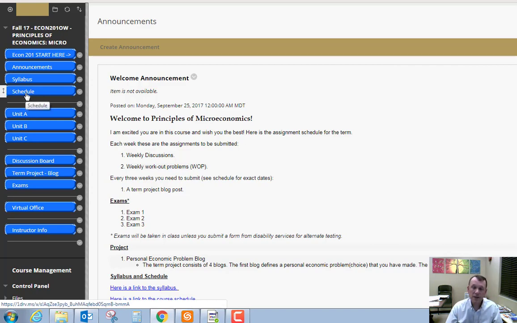Under the syllabus is the course schedule. The course schedule for this course is on an 11-week schedule. We have 3 exams in this course, and we have 10 chapters that we're going to be covering. The first exam is going to have 4 chapters tested on the exam. The second exam will only have 2 chapters, and then the third exam will have 4 chapters.